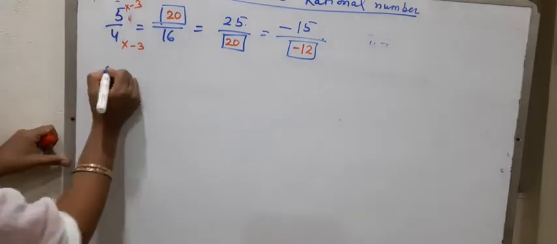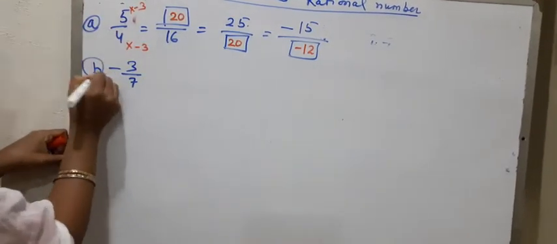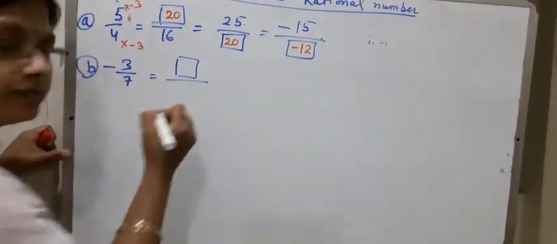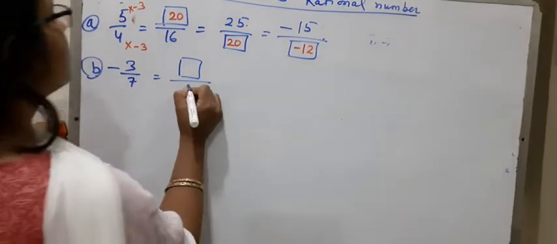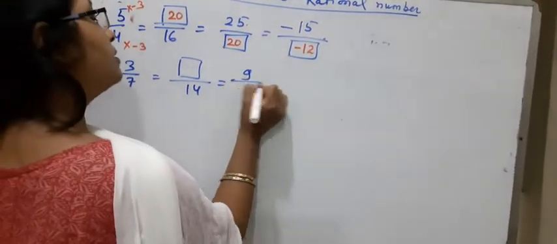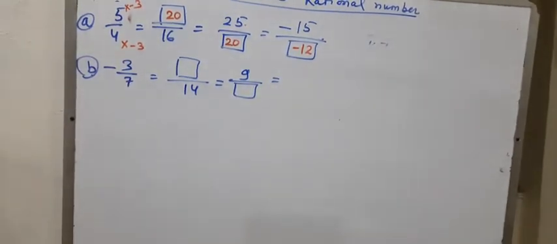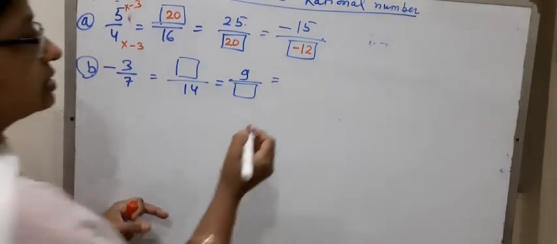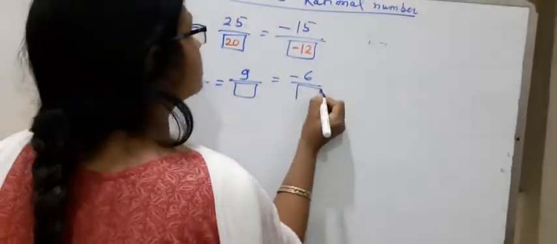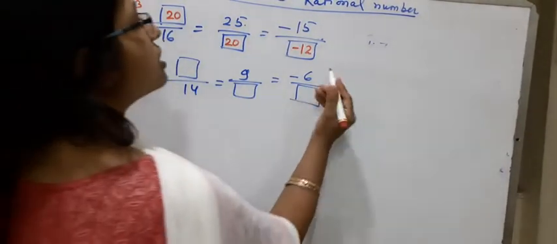Next question, minus 3 by 7. This is A, B. Minus 3 by 7 is equal to 14 is equal to 9 upon this box is equal to minus 6 upon this box. This is your homework. You do it yourself.